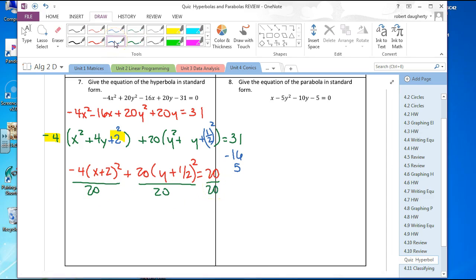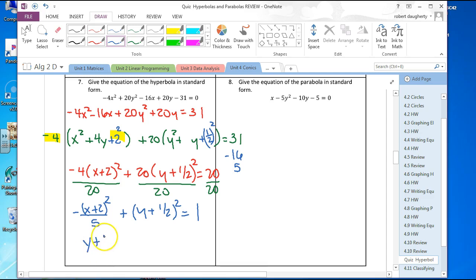And that's when I come up with, this is negative (x plus 2) squared. 20 divided by 4 is 5. Plus (y plus 1/2) squared equals 1. You can leave it like that, or typically we tended to write the positive term first. So either of these would be a perfectly fine answer.